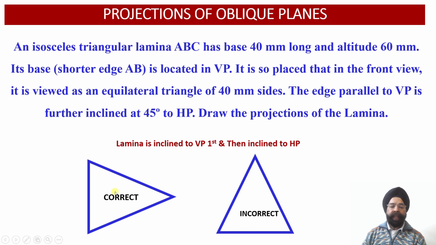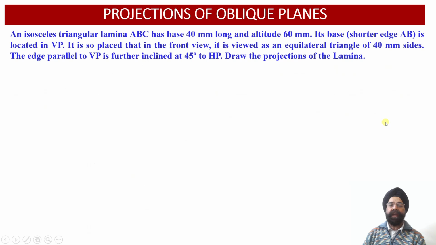And once we obtain the equilateral triangular projections in the front view, then this edge, which happens to be the true length contained by the vertical plane, in the second iteration, this vertical edge of the triangular lamina, that is the shorter edge, will be further inclined at an angle of 45 degree with respect to the horizontal plane. So this way we are going to evaluate the projections of this isosceles triangular lamina.